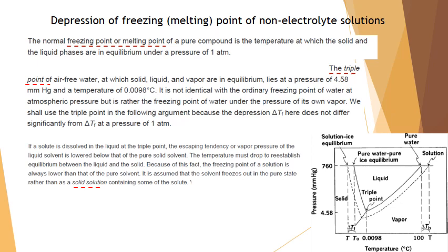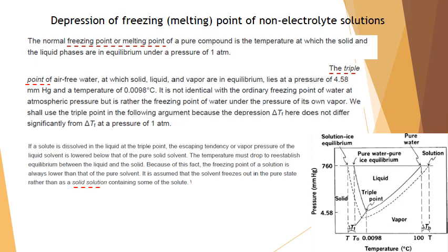So in this case, it is noticed that if you add a solute to a solvent to make a solution, this will cause the escaping tendency or the vapor pressure of the liquid solvent to be lowered below that of the pure solid solvent.